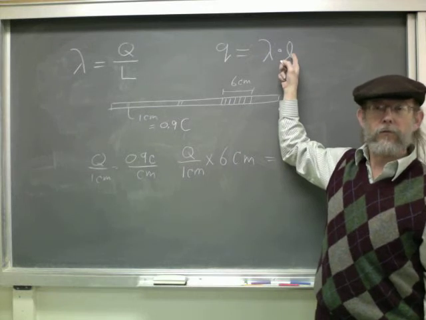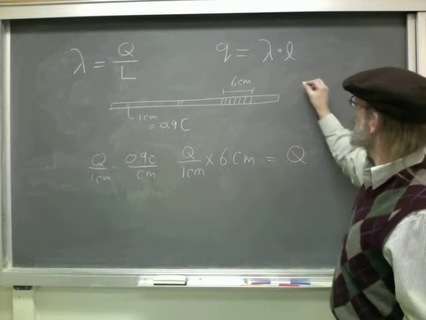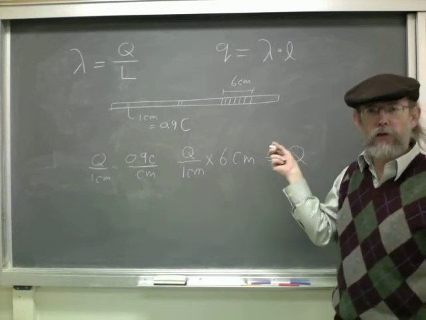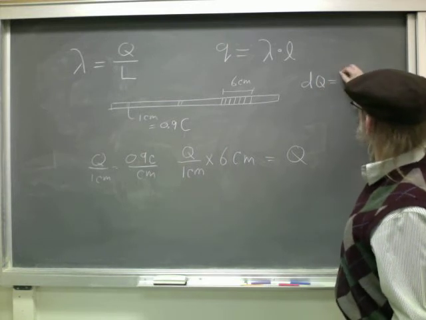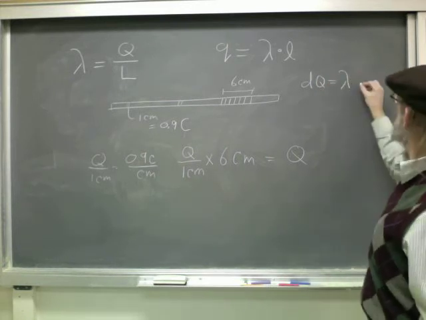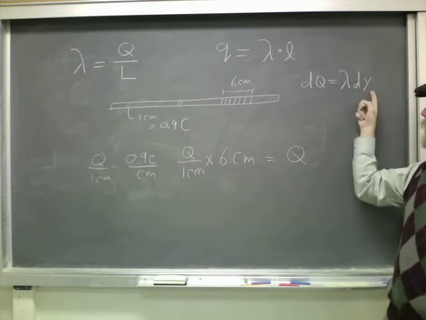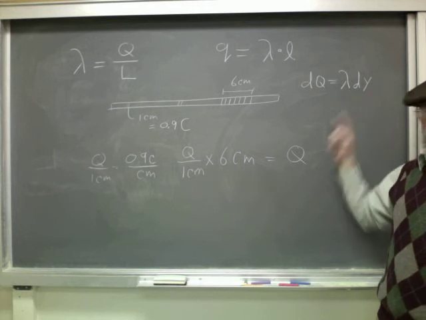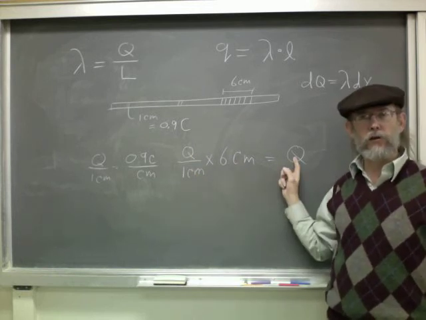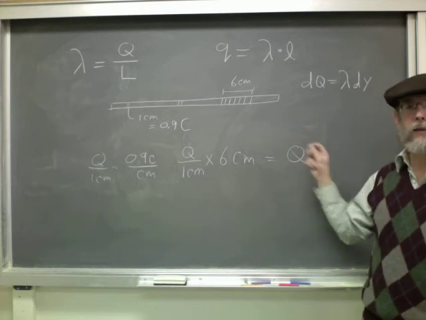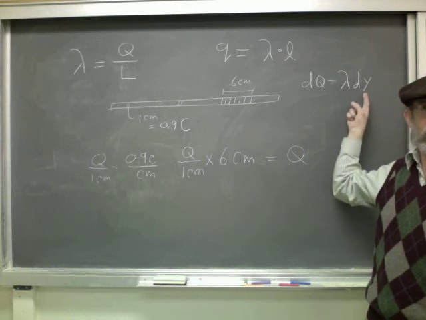In particular, and this is the use that we will make for our application, the infinitesimal charge on a very, very short length, dq, is equal to the charge per unit length times the very short length, dy. So this is the same kind of algebra that you use down here. Charge per unit length times length is charge. In this particular case, I want the charge of a very, very short length of my stick, dy.